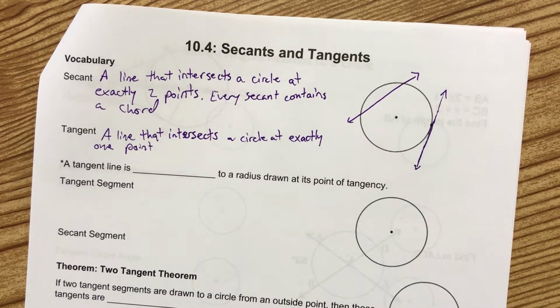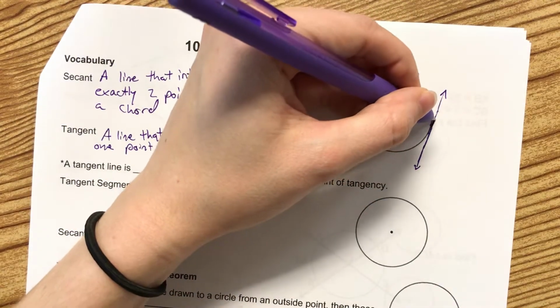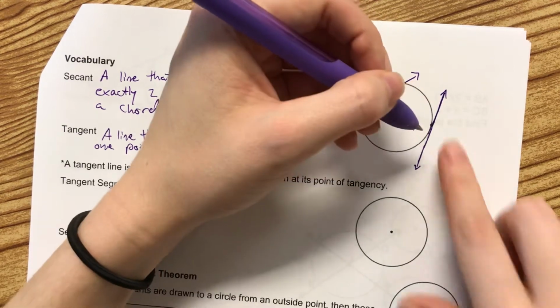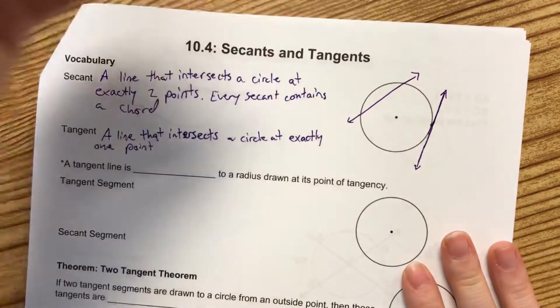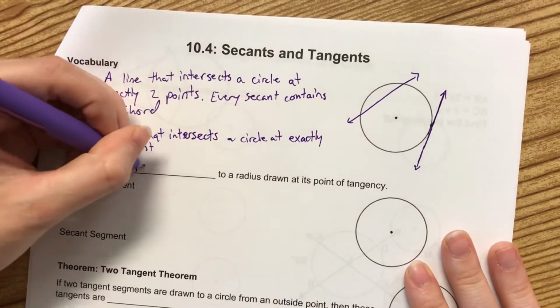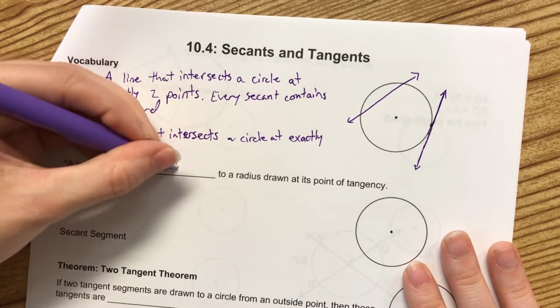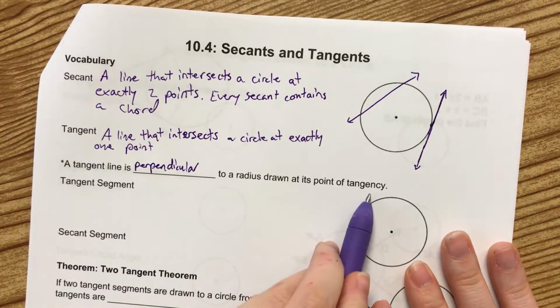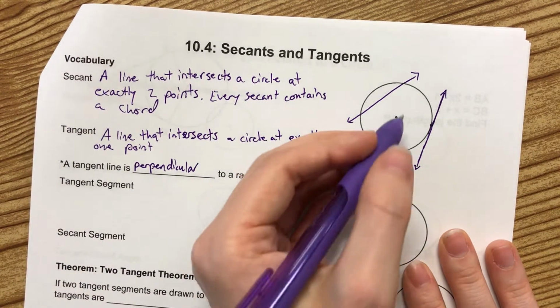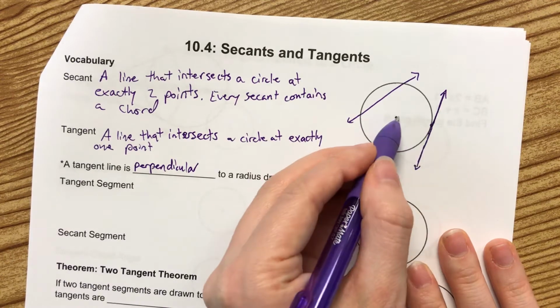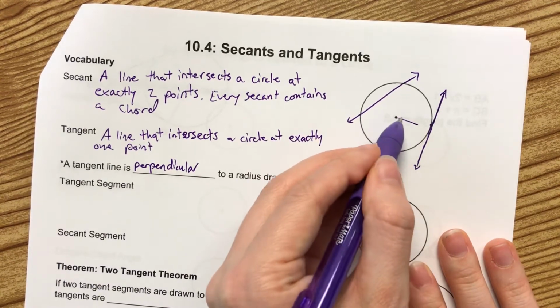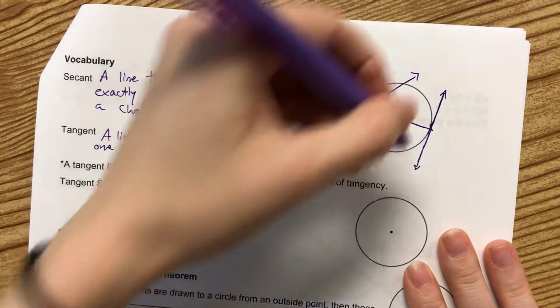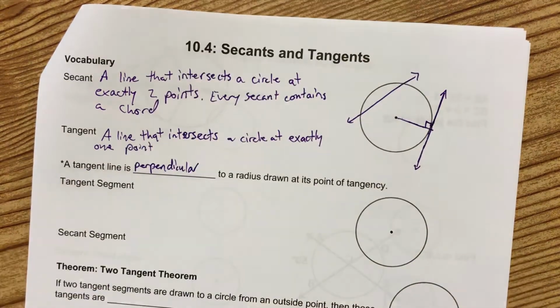Okay? And the way that we make sure that we have a tangent line, because it really can only have this one angle here, is the tangent line is perpendicular to a radius drawn at its point of tangency. So that is where the tangent line intersects the circle. So if I go perpendicular to this tangent line and I make that radius there, that is going to be where the tangent line is.